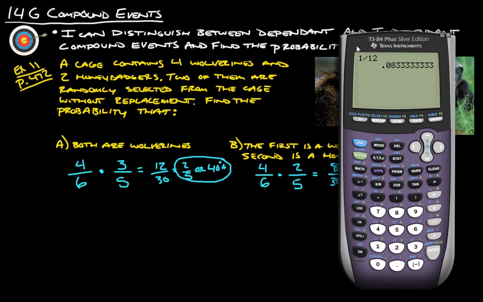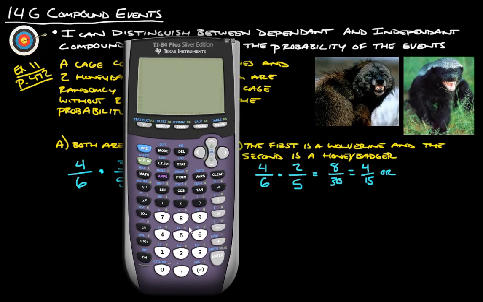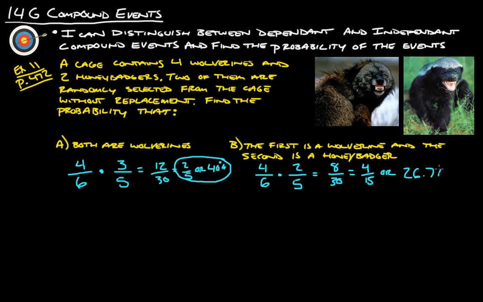Or, 4 divided by 15 gives us 26.7%. All right. Okay. So that's that. Let's take a quick video break, shall we?